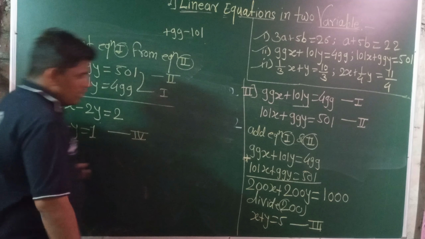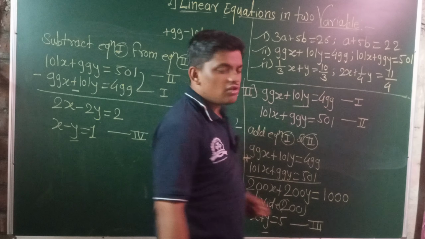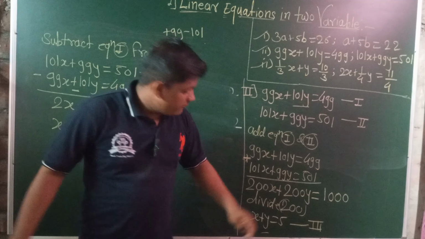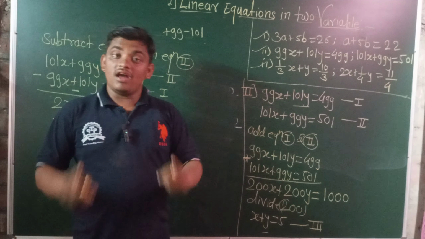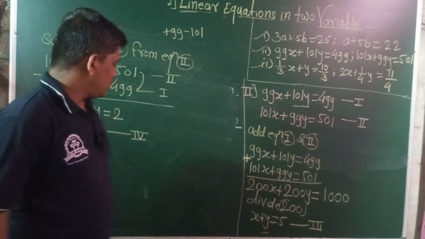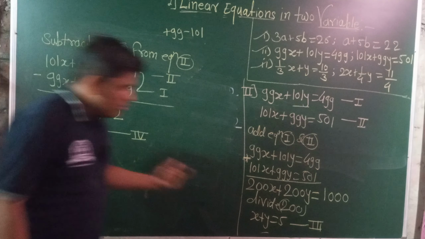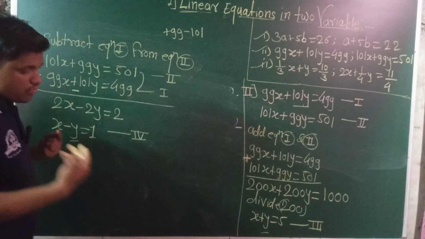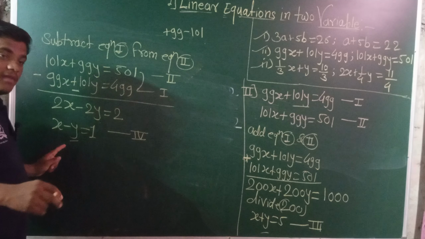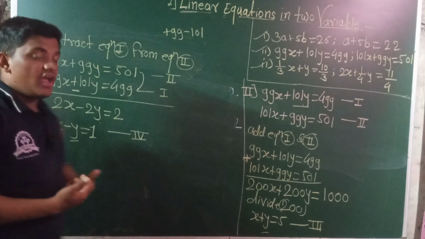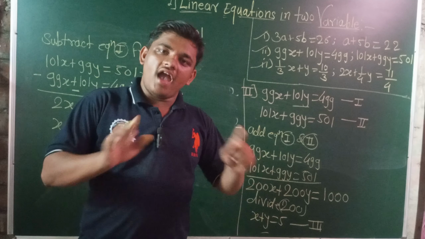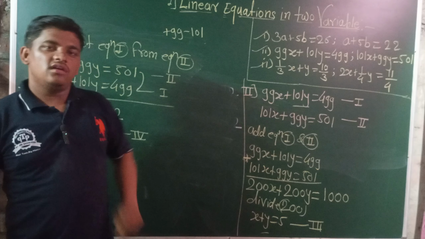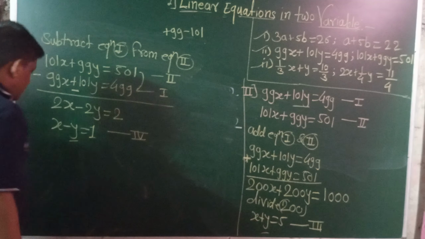Because when we carefully observe the coefficients of each variable, the coefficient of x in equation 4 and the coefficient of x in equation 3 are the same, with the same sign. The coefficients of y in the third and fourth equations are also the same, but the signs are opposite. If the signs are opposite and the coefficients are equal, add the equations. If the signs are the same and the coefficients are the same, subtract the equations. Please remember it.